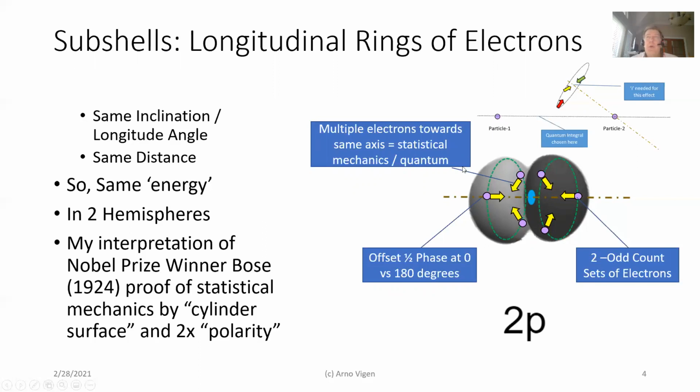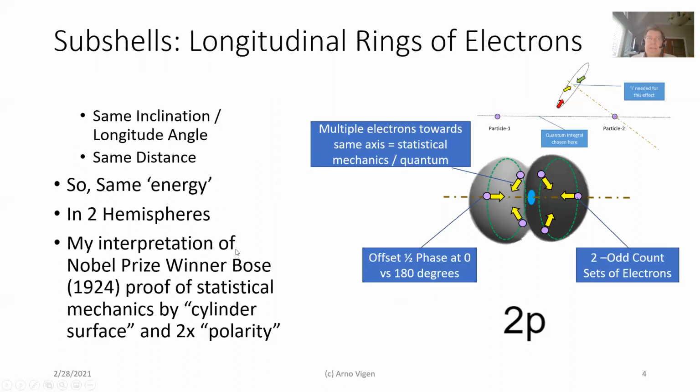Okay, that if you have electrons and they're sitting at the same inclination or longitude angle, remember, inclination is the angle from the pole, and longitude is the angle from the equator, which effectively are just complementary, and also the same distance, they will all have the same energy. So that means all these electrons have the same energy towards the nucleus, and thereby the same energy to release to infinity. And so thereby we group them into sets that we call electron subshells.